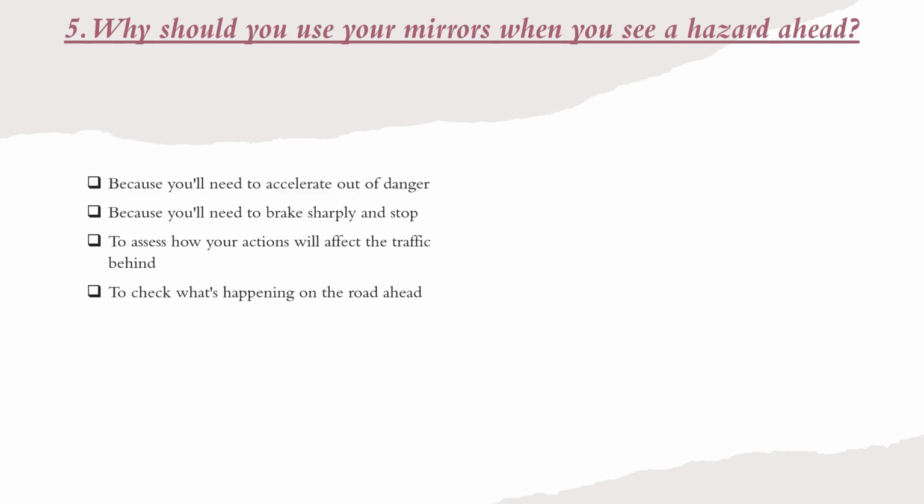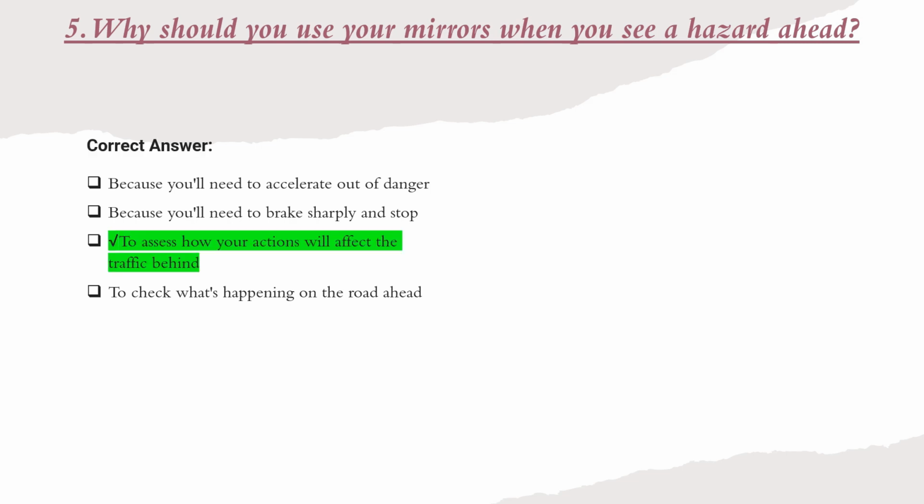5. Why should you use your mirrors when you see a hazard ahead? Because you'll need to accelerate out of danger. Because you'll need to brake sharply and stop. To assess how your actions will affect the traffic behind. To check what's happening on the road ahead. Correct answer: to assess how your actions will affect the traffic behind.